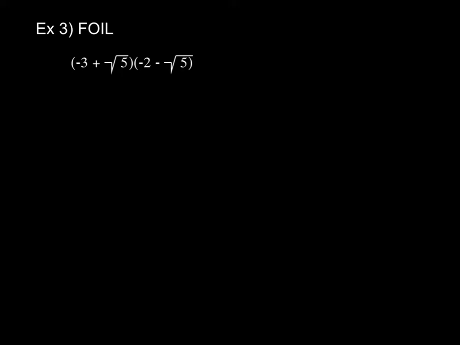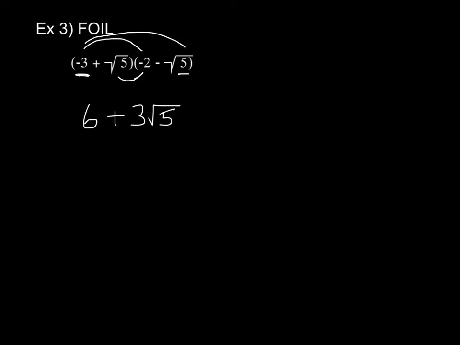Lastly, with multiplication, we could go ahead and do FOIL, or multiply a binomial times a binomial. Just like we would FOIL anything, we would do first times first, so negative 3 times 2 gives us 6. We would do outside, negative 3 times minus radical 5 gives me plus 3 radical 5. Notice it's not radical 15 because the 3 is outside a radical and the 5 is inside the radical.